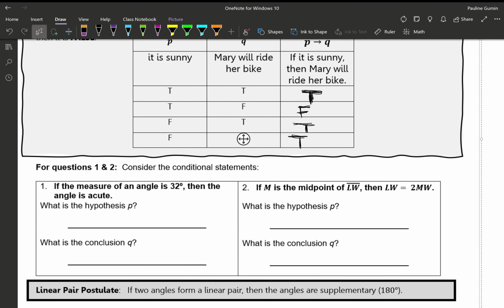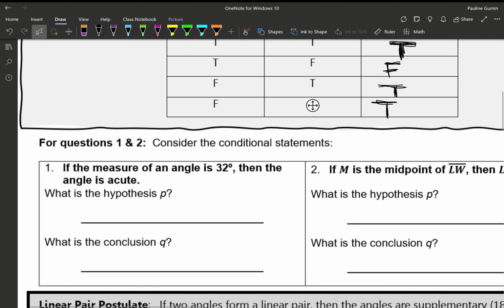All right. For number 1 and 2, we're going to write down the hypotheses and conclusions. So remember, the hypothesis comes after the if, but before the then. So hypothesis P will be this part of our statement: the measure of an angle is 32 degrees.